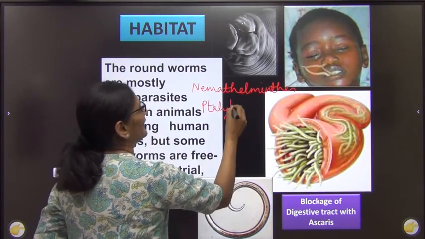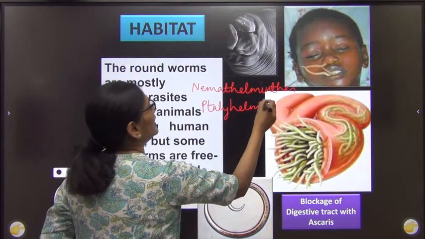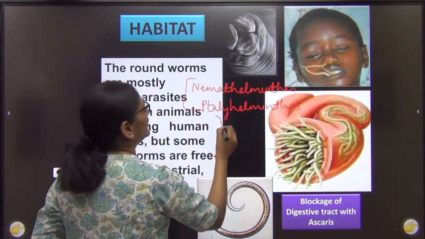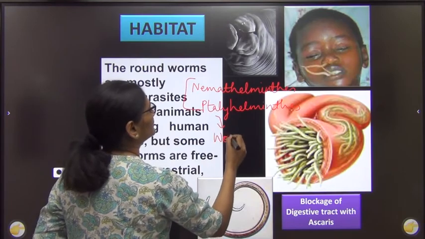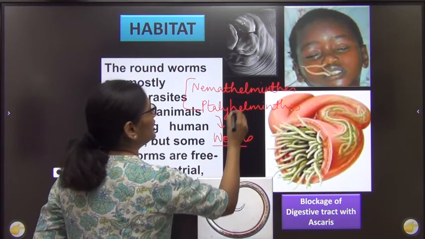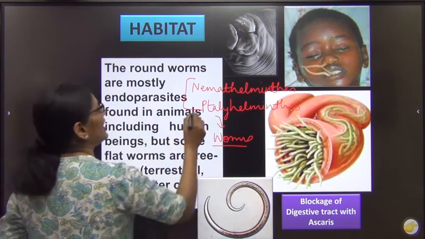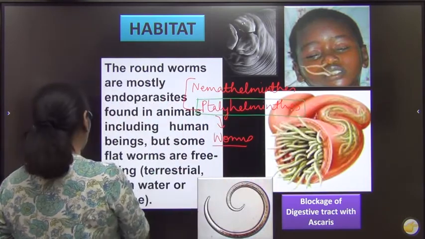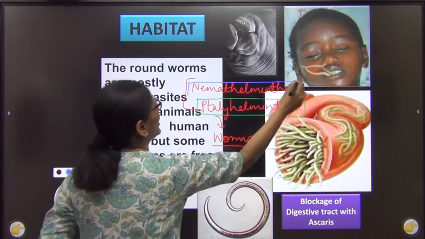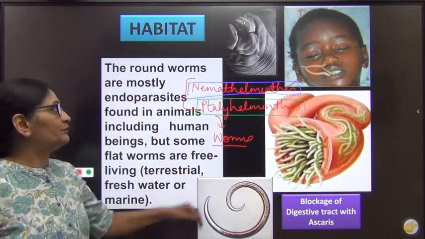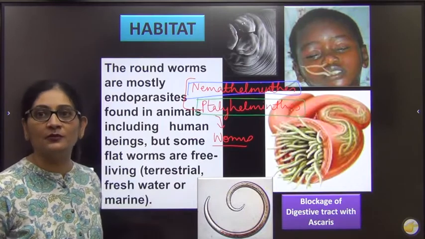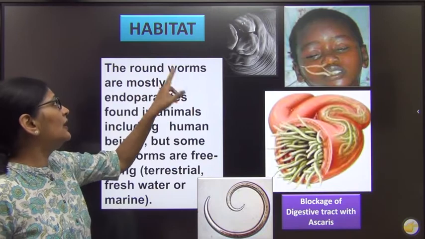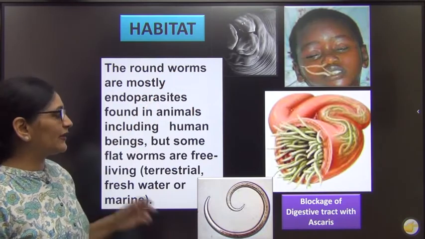Before this, I taught you platyhelminths. In general, platyhelminths and Aschelminthes together are called worms. Since platyhelminths are flat, they are called flatworms. And Aschelminthes are round, so we call them roundworms. But in general, together, we call them worms. Right? So now, commonly we call them roundworms.